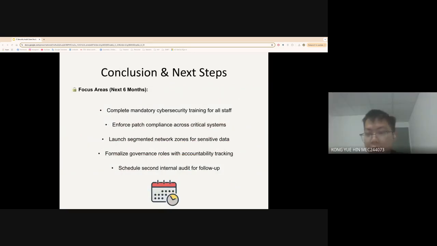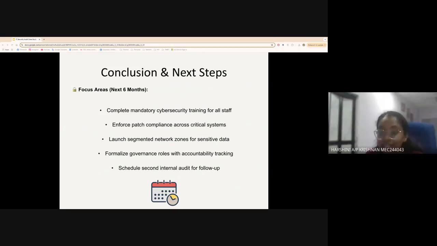Okay. From the audit side, we will follow up in 6 months to assess the implementation of the training program, patching discipline, and also governance clarity. We are expecting measurable progress, not just documentation, but active adoption of controls. These actions should reduce critical risk significantly.